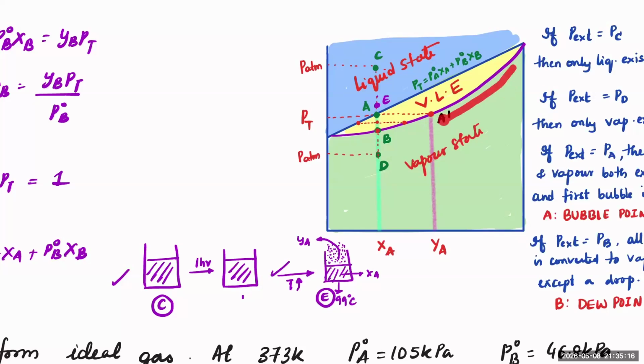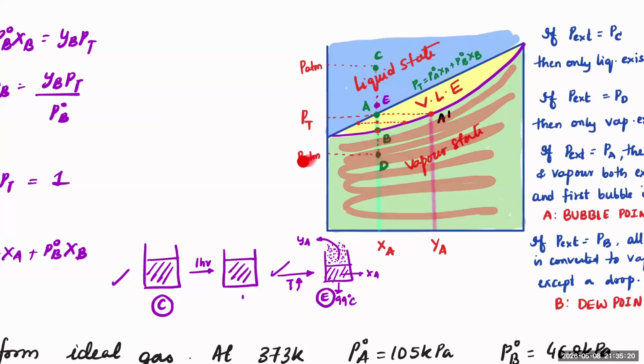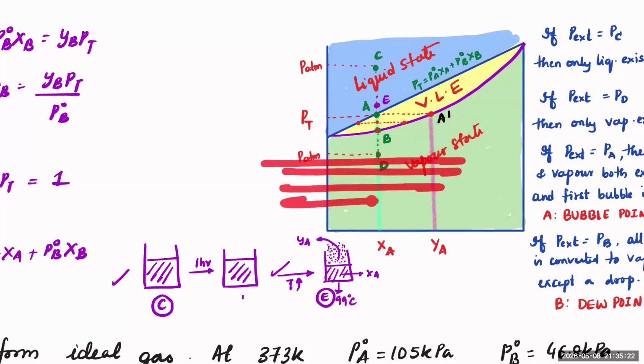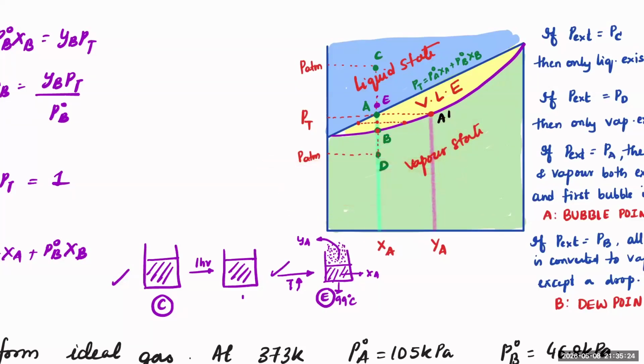Hence, the green area basically represents that if the external pressure is in this region, the component is always in the vapor state. If the external pressure is in this region, the component is always in the liquid state. And when the external pressure is in this region here, correct, which is coinciding with this line here, then that means you are at the boiling point.